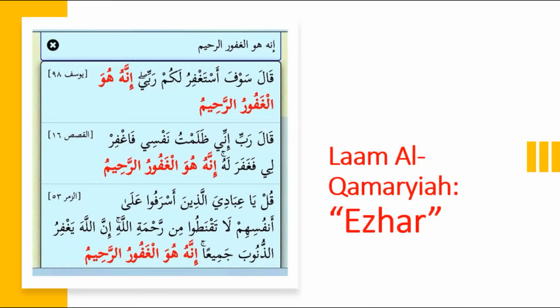Another example, we said abghi, so we can look at the Ghin. Al-Ghafur, innahu huwa al-Ghafur rahim. You will see this many times in the Holy Quran. Al-Ghafur, here Al-Ghafur, here Al-Ghafur again. So in Surah Yusuf, in Surah Al-Qasas, and in Surah Al-Zumar. So here Al-Ghafur, you will see we pronounce the Lam, and it has this sign of sukoon on top. And here the sign of sukoon on top. So it is Laam Qamaryiah, and the rule of Laam Qamaryiah is izhar.